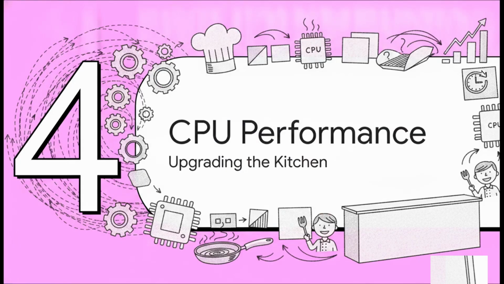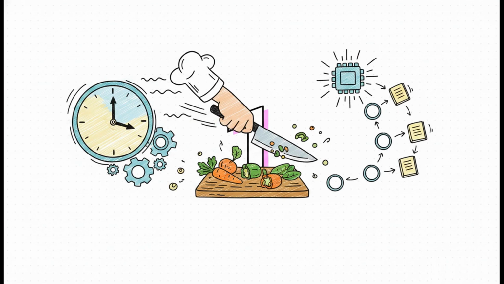Okay, Section 4. What drives CPU performance? Essentially, how do we upgrade this kitchen to serve more customers? The first major metric is clock speed, measured in gigahertz. This is basically the pure physical speed of our chef. A higher gigahertz number means faster hands, allowing the CPU to chop ingredients and cycle through instructions at a blistering pace. More cycles per second simply means more recipes finished.